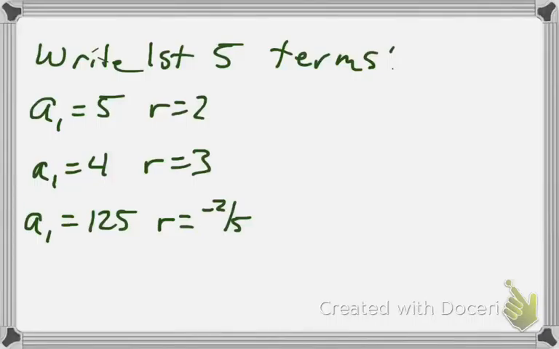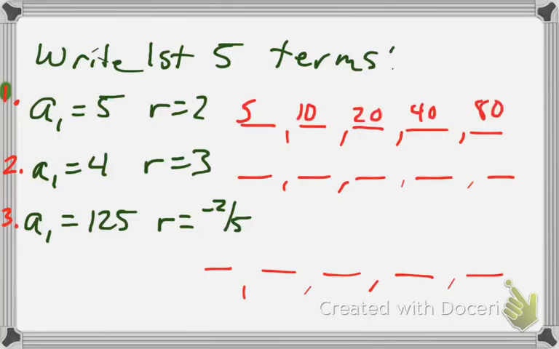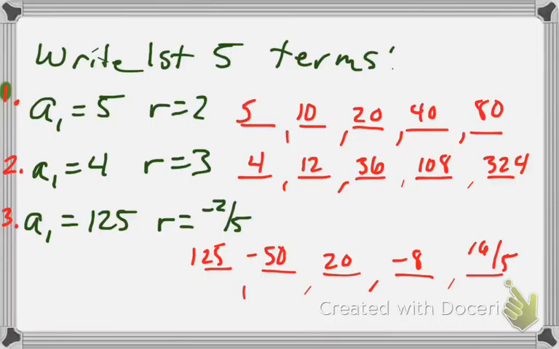Okay, for these, the first one, I get 5, 10, 20, 40, 80. For the second one, 4, 12, 36, 108, 324. And for the third one, 125, negative 50, 20, negative 8, and then 16 fifths, which is 3 and 1/5. So everybody understands how a geometric sequence works. Any questions on those whatsoever?